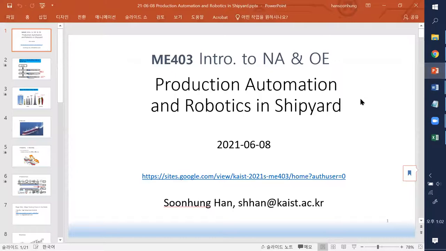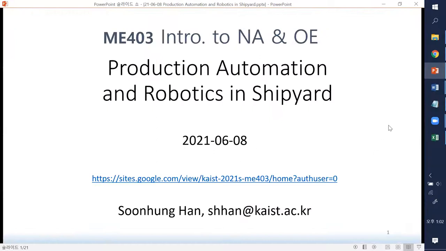Then I may show you this one: production automation and robotics and shipyard. This slide was originally prepared by a person who worked in Samsung Heavy Industries for a long time. Now he is inside KAIST, in another division. He had been invited to lecture some time ago, so I use his slide set for today. And I also modified it a little bit to update some things and include some video clips.